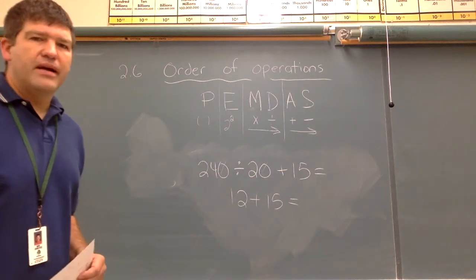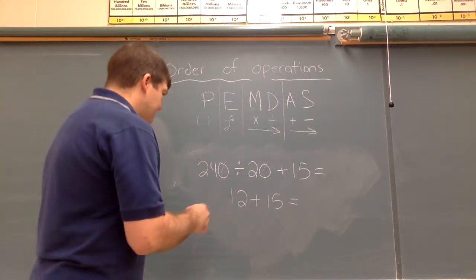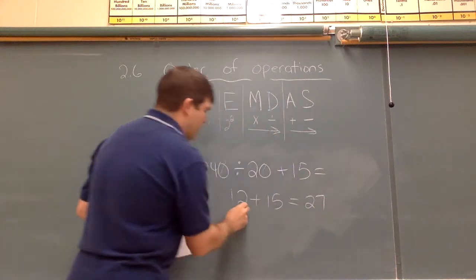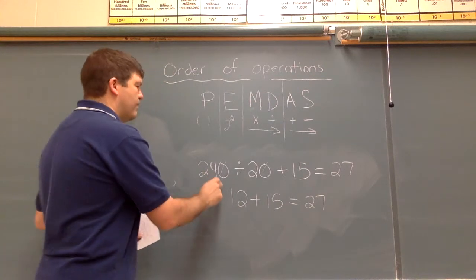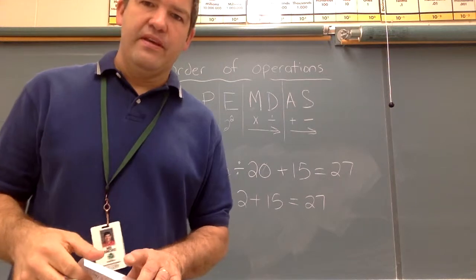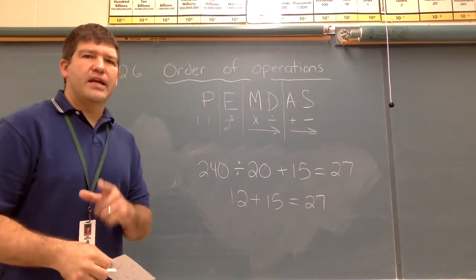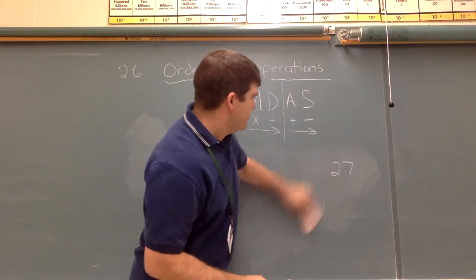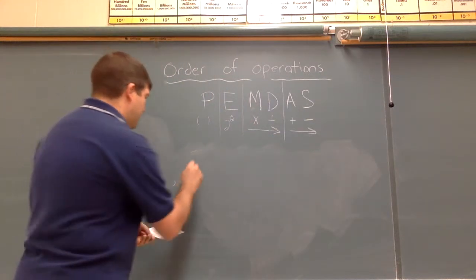Okay, I've done my division. Now I need to do my addition and subtraction. There's no subtraction, so there's only one thing left. I do this, and it gets me 12 plus 15 is 27. So 240 divided by 20 plus 15 gets me 27. And I followed the correct order of operations. Please excuse my dear Aunt Sally. All right. Let's do a couple more here.